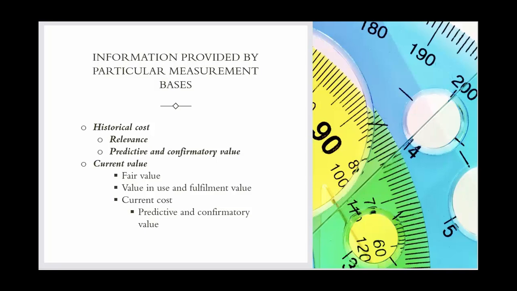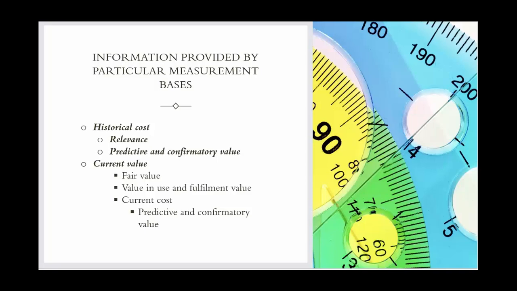Value in use and fulfillment value, entity-specific information. Value in use and fulfillment value provide information based on the entity's own expectations. Value in use is the present value of future cash flows from using an asset, while fulfillment value is the present value of cash flows needed to settle a liability.